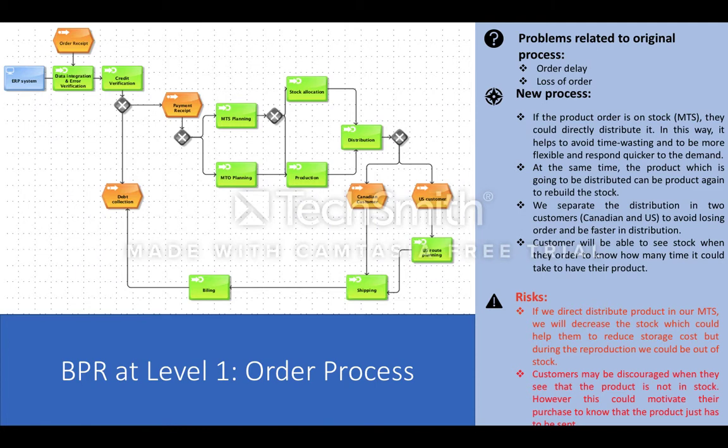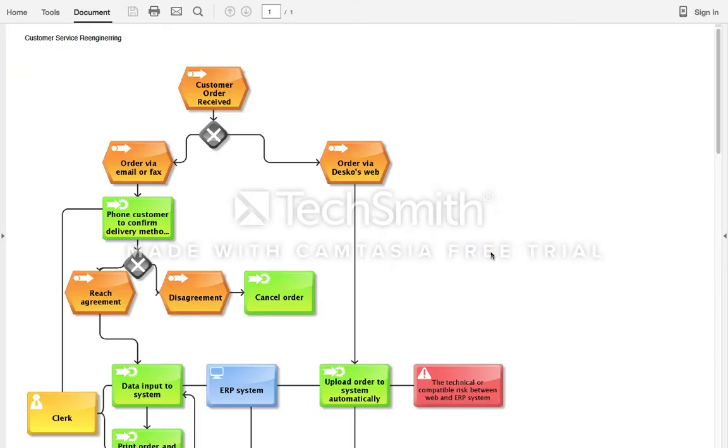We also analyze the risk that this change brings. If we directly distribute product in our MTS, we will decrease the stock, which could help them to reduce storage costs, but during the reproduction we could be out of stock. However, this will help us better understand customer requests and better forecast.